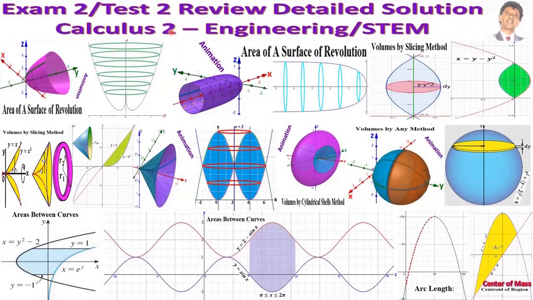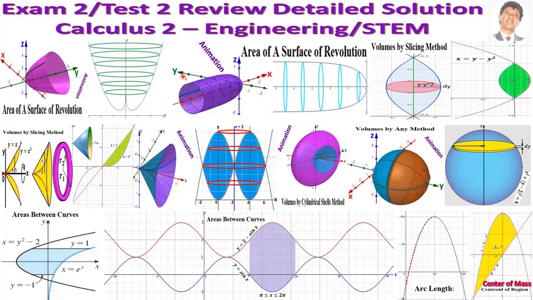This is Calculus 2 Exam 2 Review Detailed Solution. In this exam review, we'll cover mostly integral applications, area between the curves, and we'll cover volume by slicing method and volume by cylindrical shell method. And we'll cover area of surface of revolution, and we'll cover arc length and center of mass, which is centroid of a region.